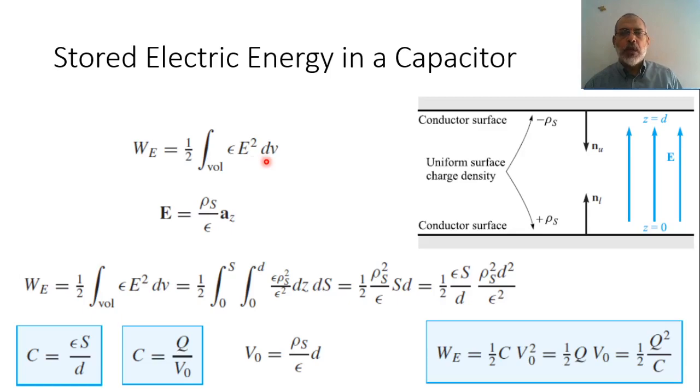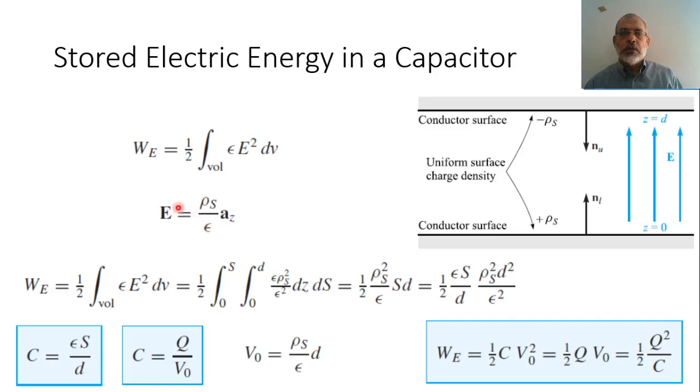So if we can apply this rule on the capacitor, we can say that in the case of the parallel plate capacitor, for example, we already proved that the electric field between the two plates is rho surface over epsilon naught in the z direction. So the magnitude of the electric field in this case is rho surface over epsilon.